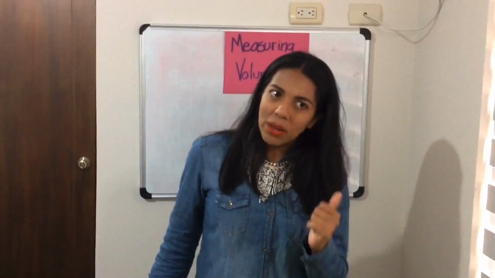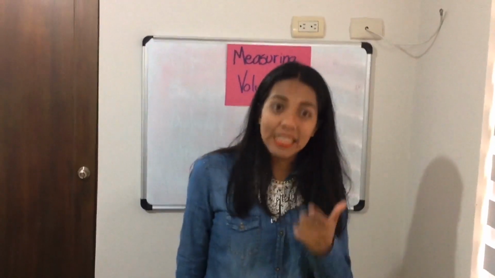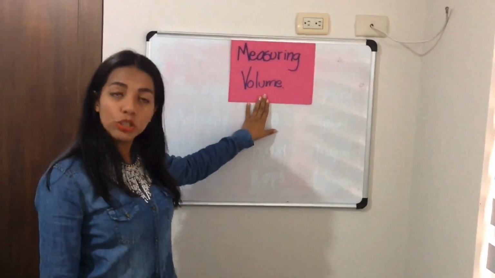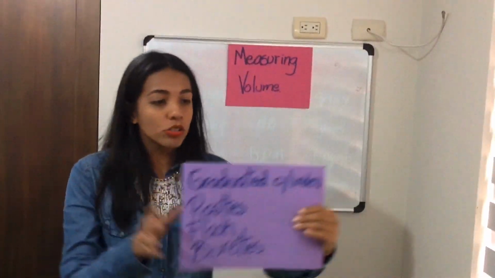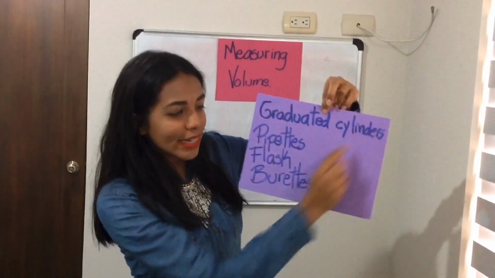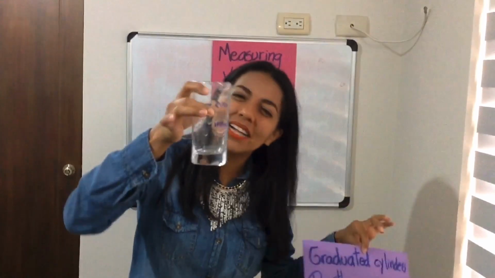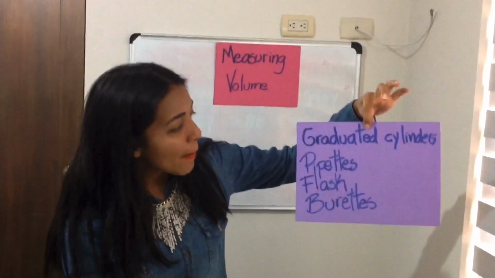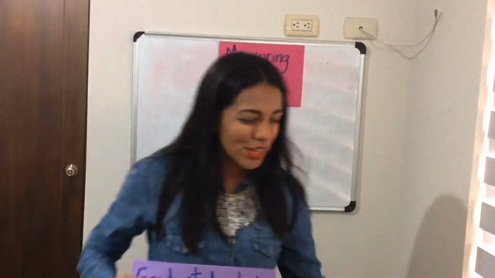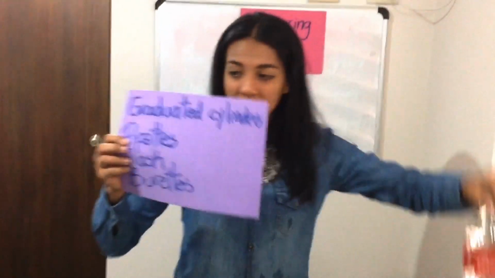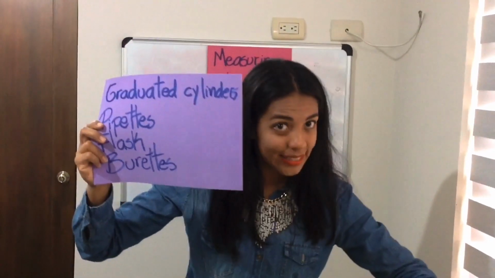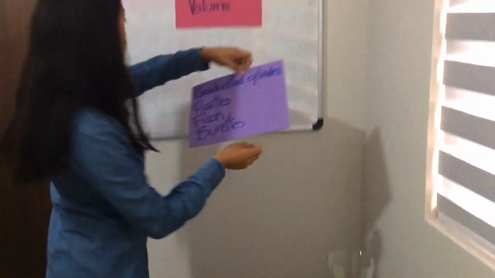So, as in mass that we had the scale as an instrument, also in order to measure volume, we are going to have more than one instrument. We are going to have something called a graduated cylinder. I have this, which is not a real graduated cylinder, but it's what I have in my house. Pipettes, something similar to this, flasks, and also burettes. Some of the things that we are going to use in order to measure the volume.